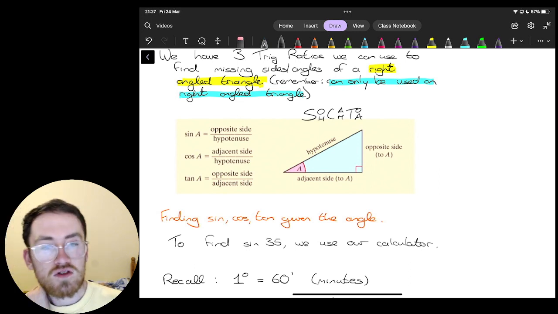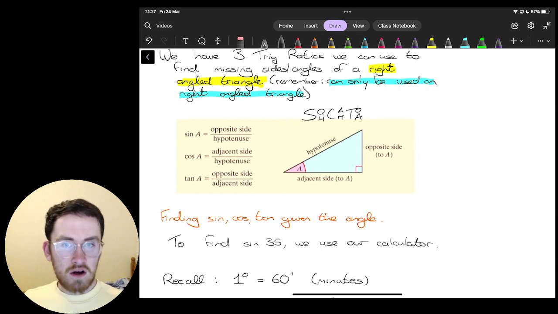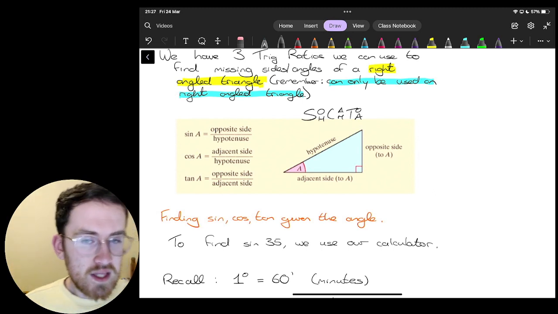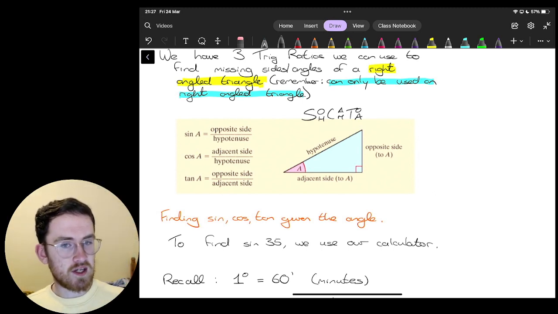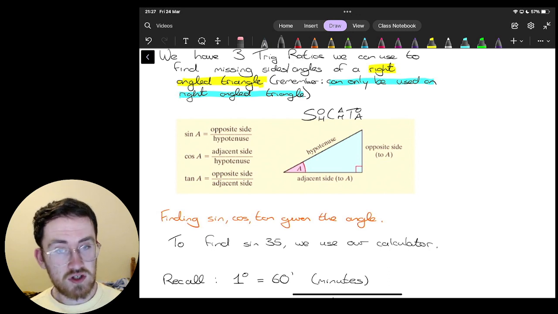SOHCAHTOA. It just means that sine is opposite over hypotenuse, cosine is adjacent over hypotenuse, and tan is opposite over adjacent. And again, these ratios are in your log tables, not with these words of opposite and hypotenuse, but labelled with letters. So if you've forgotten, if you blank on the day when you're doing questions, you can check it in there to make sure you're using the right sides with each one.